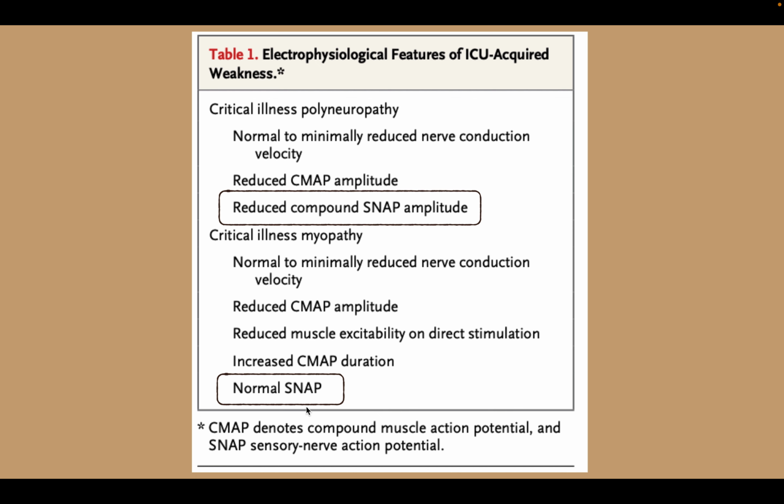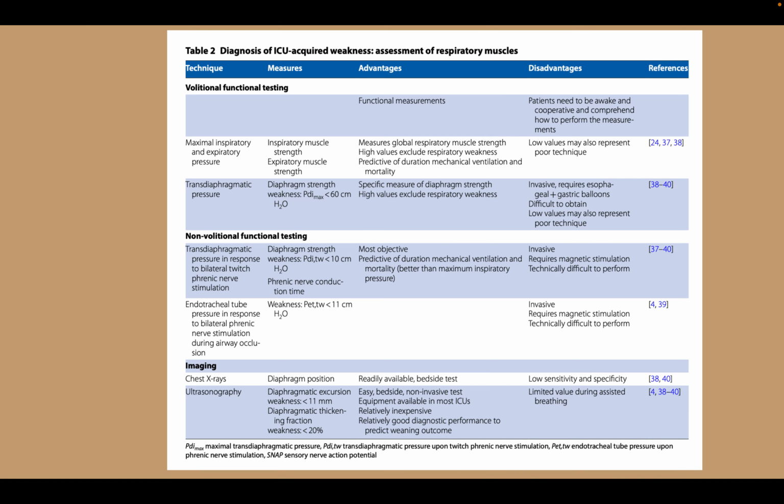Whereas in critical illness polyneuropathy, you will have a reduced SNAP amplitude, whereas in critical illness myopathy, you will have a normal SNAP. So this is very important and very easy to remember. As far as the diagnosis of the ICU acquired weakness is concerned, you can have volitional functioning testing and non-volitional functional testing and the imaging.